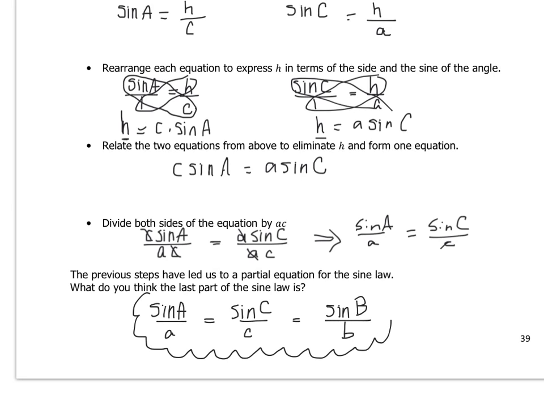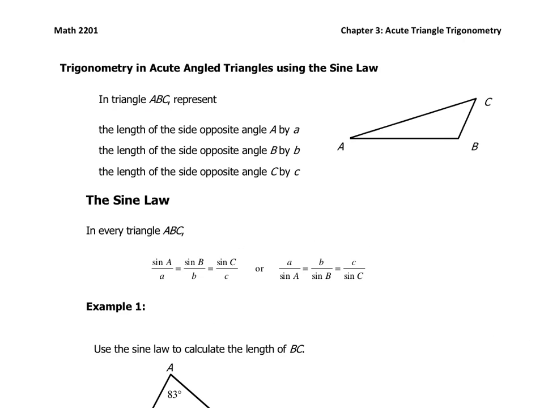That's usually written sine A over A equals sine B over B equals sine C over C, but basically it's just the sine of a given angle over the side across from it. Each one, that's what it basically is in that form. So now we're going to actually use the sine law to find some missing measures.